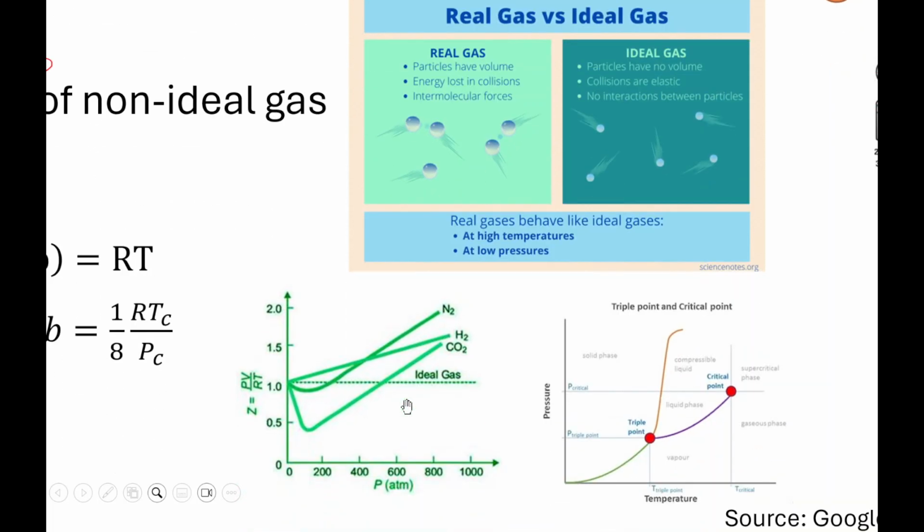So we saw that the behavior of real gas, in contrast to the ideal gas, can be expressed in terms of this Z factor or the compressibility factor, which is basically PV by RT. For the ideal gas, PV is equal to nRT, so PV by RT should be equal to 1. But for the real gas, it diverges.